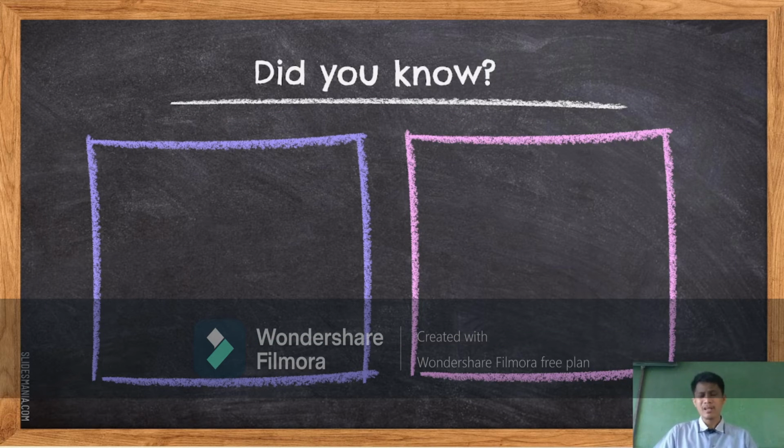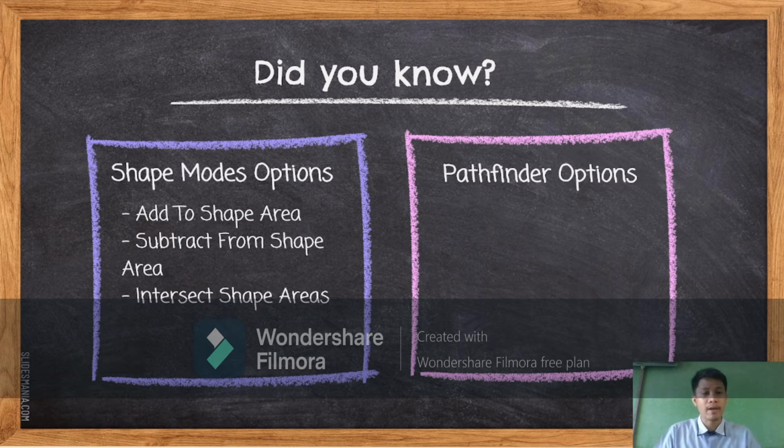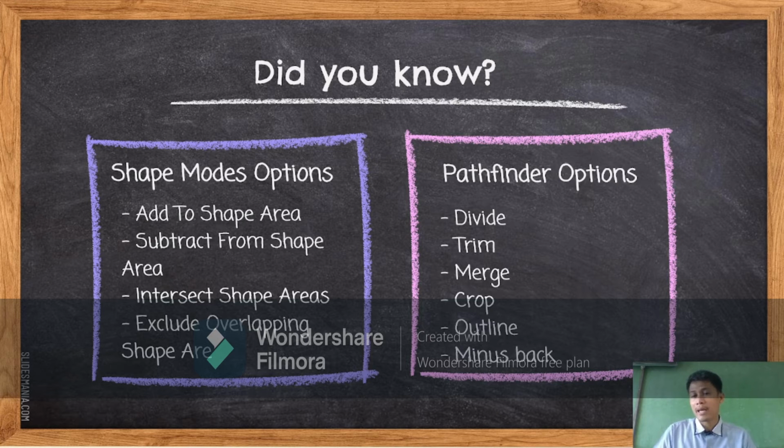Okay? And did you know that shape modes options have, just like what I've mentioned a while ago, add to shape area, subtract from shape area, intersect shape areas, and exclude overlapping shape area. And in Pathfinder options, you can divide, trim, merge, crop, outline, and minus back. Okay, and make sure that the shapes that you're going to use are overlapping so that shape modes and Pathfinder options can be done accurately. Okay.